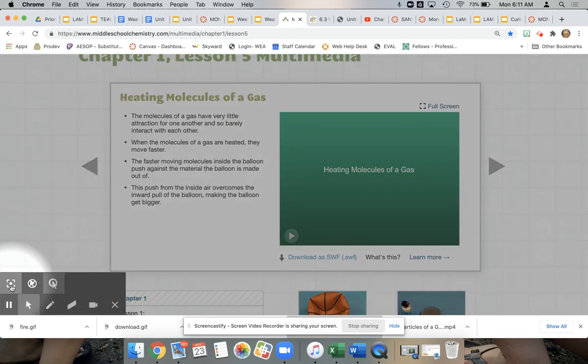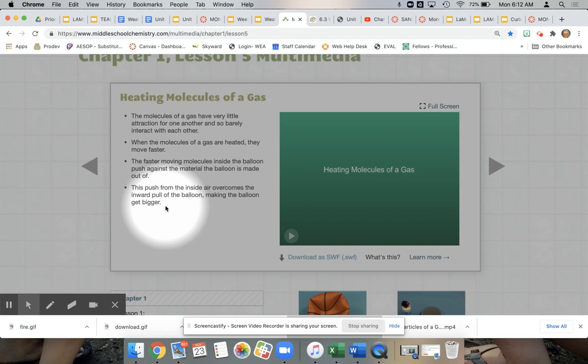Notice it says, the molecules of a gas have very little attraction for one another, and so barely interact with each other. We've learned this already today. When the molecules of a gas are heated, they move faster. The faster moving molecules inside the balloon push against the material the balloon is made out of. This push from the inside air overcomes the inward pull of the balloon, making the balloon get bigger.